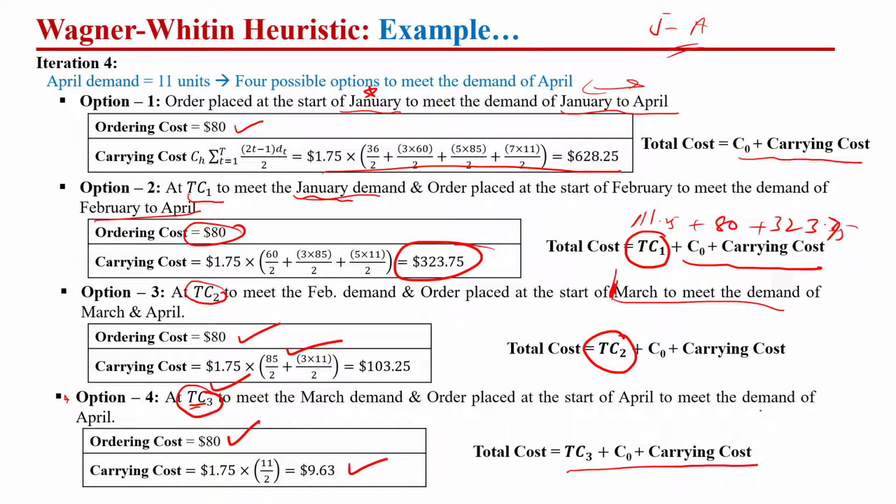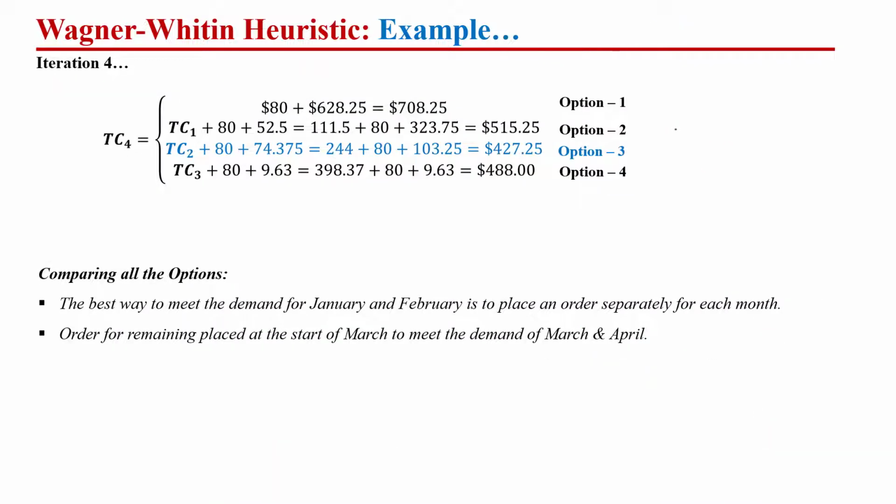Okay, so now let's compare the total costs of all three options. Against option one, when we are placing the order at the start of January to meet the demand from January to April, we have option number two, when we take the optimum cost of iteration one, which means the optimum cost to meet the demand of January, that was this one, and this is the total cost from February to April.